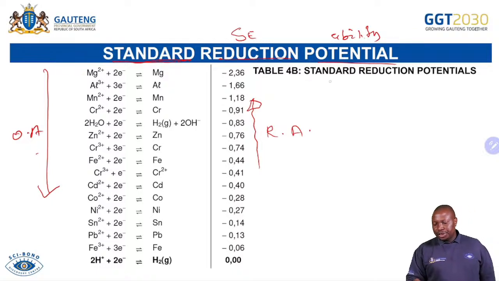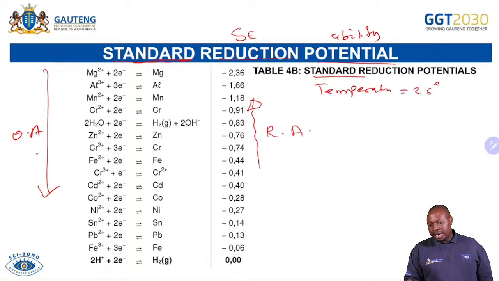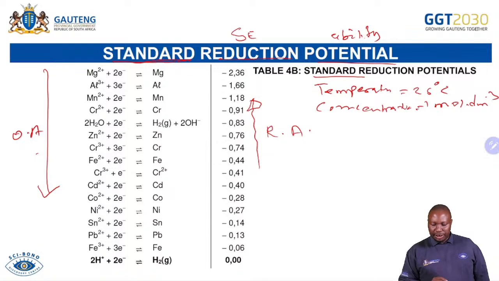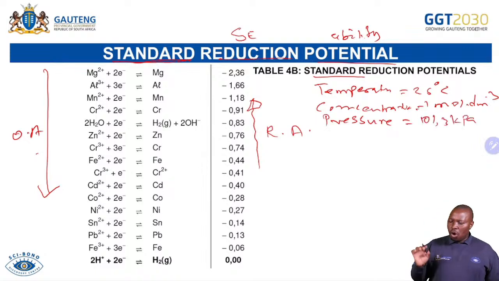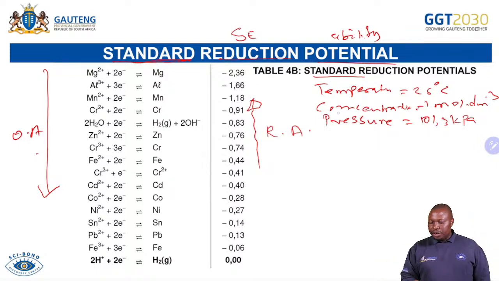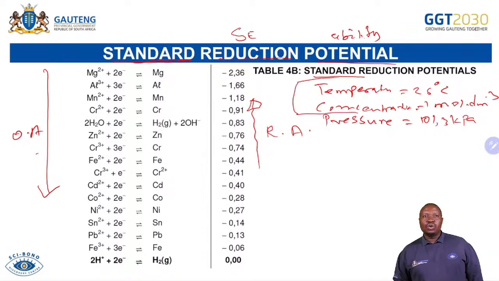What are the standard conditions? Remember, you write it in full. A temperature of 25 degrees Celsius, a concentration of 1 mole per cubic decimeter, and a pressure of 1 atm or 101.3 kilopascals. Remember, pressure only affects when you have gases. So if they say write 2 and you see that you don't have any gases, just write the first 2, which are your temperature and your concentration.